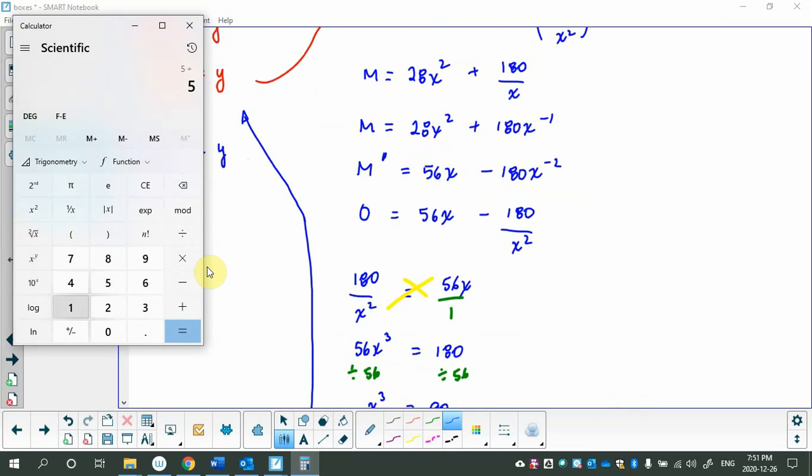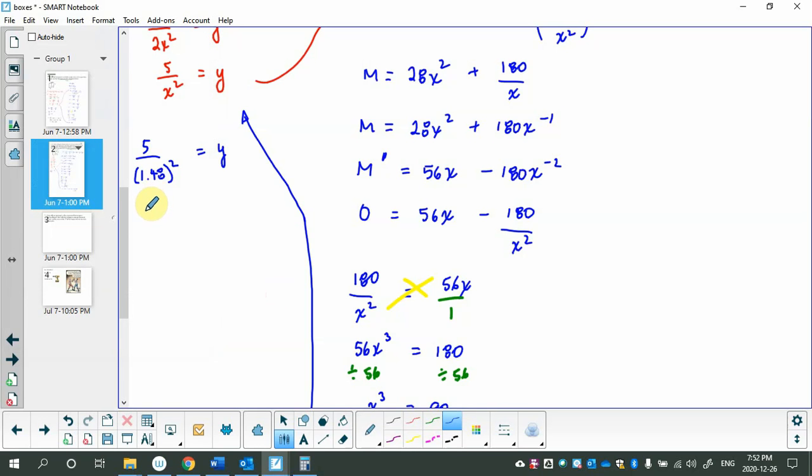Five divided by 1.48 squared equals 2.28. So let's answer that question first before I forget to.